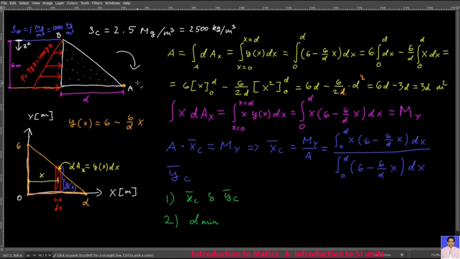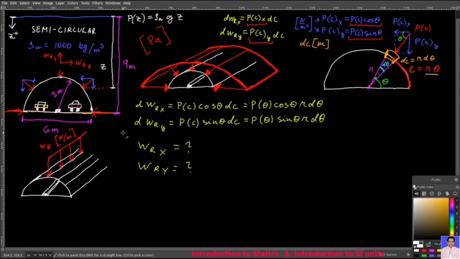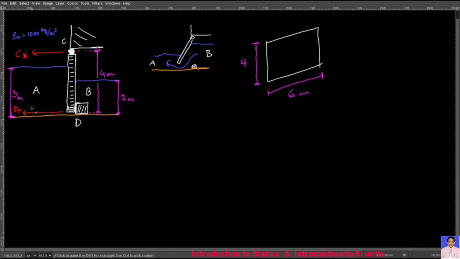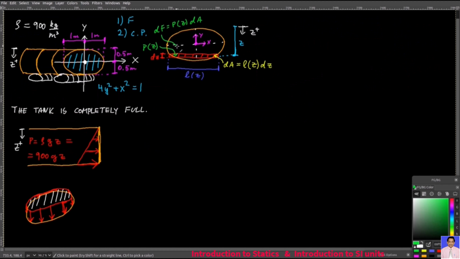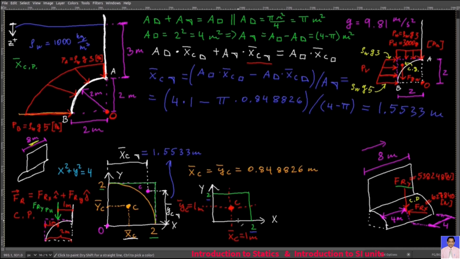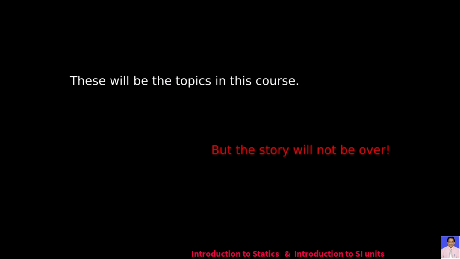Finally, we will finish this course with a section called Hydrostatic Fluid Pressure and Centroid of an Area, where we analyze underwater structures such as dams, underwater tunnels, water draining mechanisms, and water tanks when they are subject to distributed pressure from water. We will also learn how to find area centroids for complicated shapes. So these will be the topics in this course, but the story will not be over.